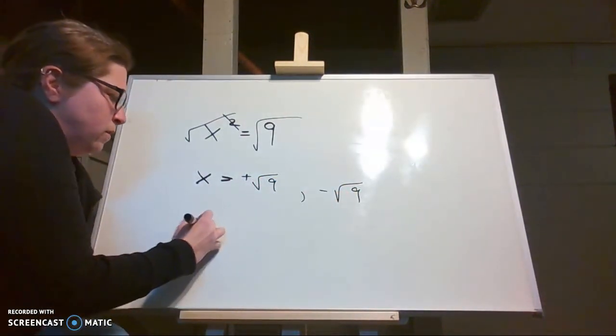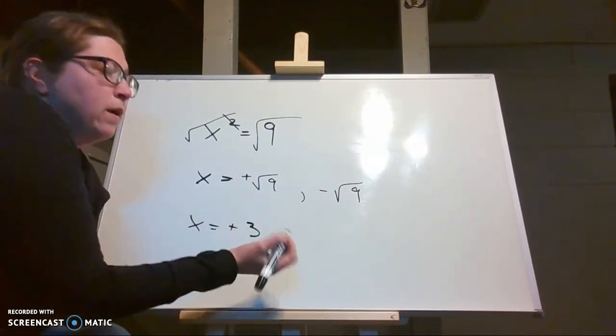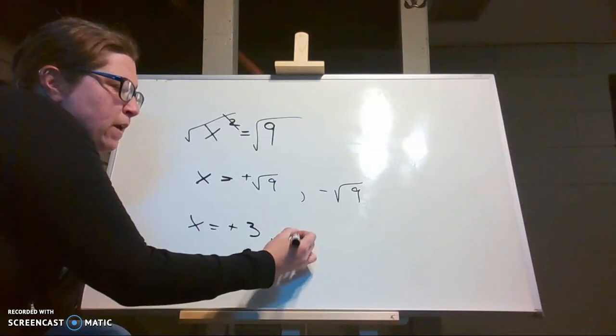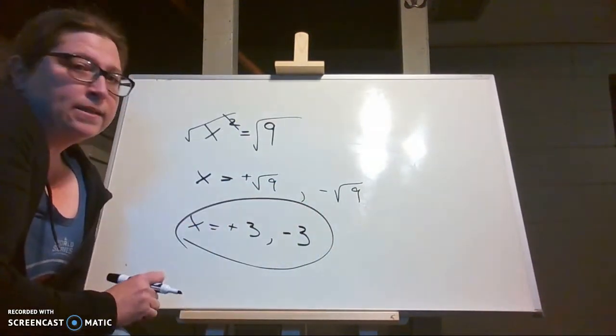Okay, so cool. Well, what's the positive of the square root of 9? 3. All right. Well, what's the negative of the square root of 9? 3. Okay, great. There are 2 answers, and that is it.